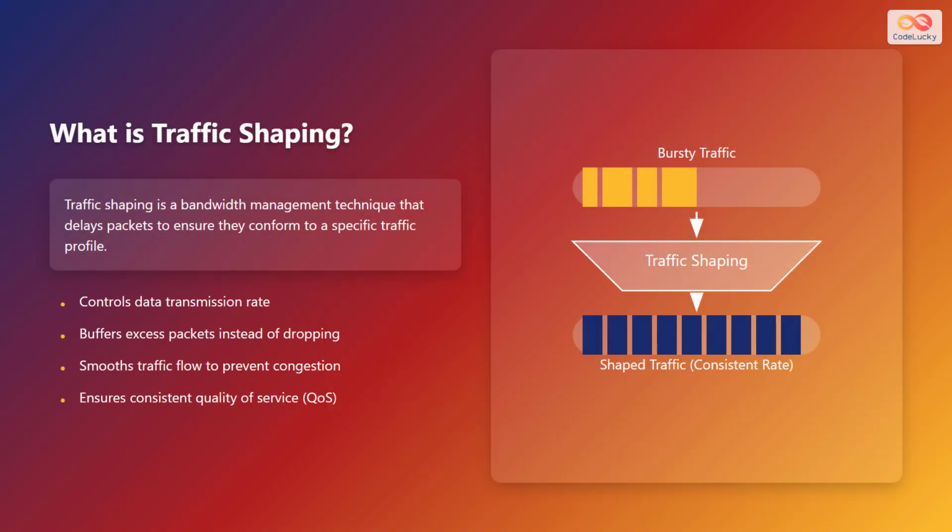Traffic shaping is a method to control the amount and rate of traffic sent into a network. Think of it as a way to smooth out the flow of data. Traffic shaping delays packets to ensure they conform to a specific traffic profile. This means it controls the data transmission rate, buffers excess packets instead of dropping them, smooths traffic flow to prevent congestion, and ensures consistent quality of service. By using traffic shaping, you can prevent any one application from hogging all the bandwidth and ensure that important applications get the resources they need.